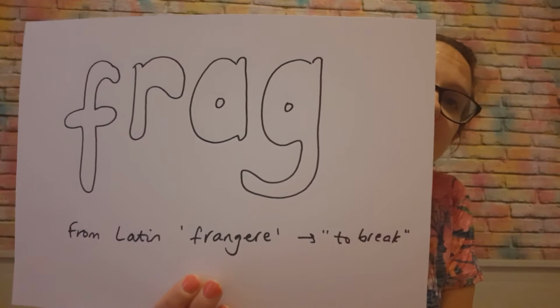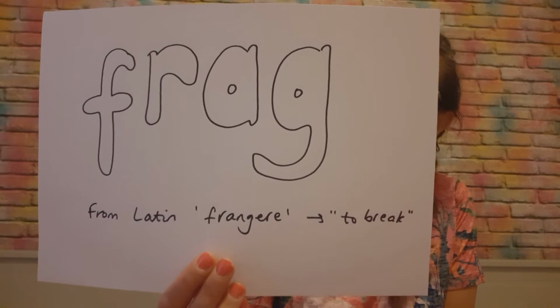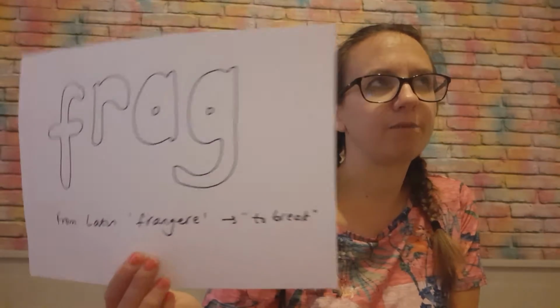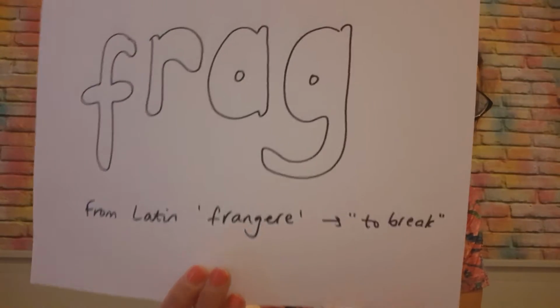So for today, we have a new root morpheme. Our morpheme today is a bound morpheme. What does that mean? Yes, it means that it can't be a word by itself. It has to be attached to prefixes and suffixes. And our bound morpheme today, our root that we're looking at, is frag. It's from the Latin frangere, which means to break.